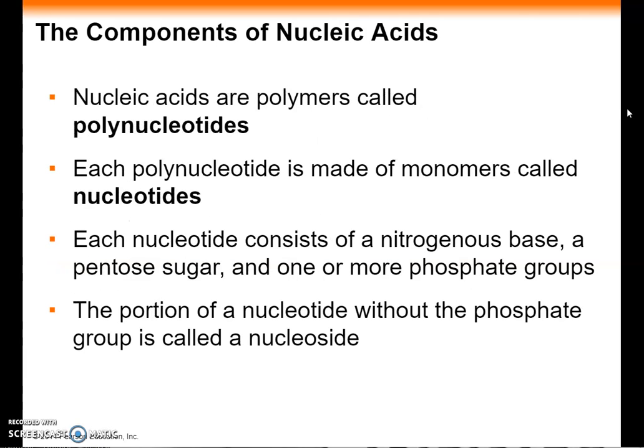A nucleic acid strand is a polymer of nucleotides. Nucleic acids are polymers made of nucleotide monomers organized as polynucleotides. Each nucleotide consists of three parts: a nitrogen base, a pentose sugar, and one or more phosphate groups. The combination of a pentose and a nitrogen base is called a nucleoside. The addition of the phosphate group creates a nucleoside monophosphate, or nucleotide.